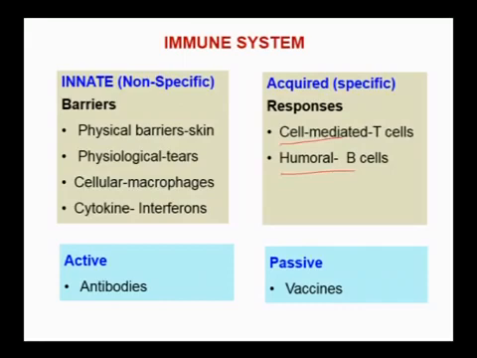Here the immunity is also of two types, that is active and passive immunity. Active immunity is the immunity provided by the antibodies produced in the body of a person, whereas passive immunity is the immunity provided by borrowed antibodies or by vaccination.